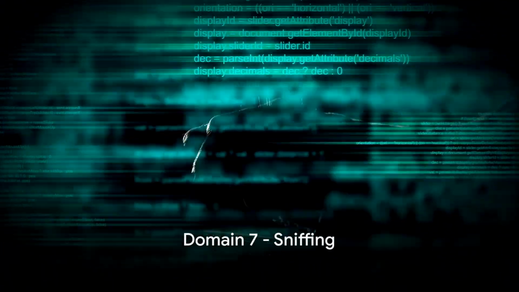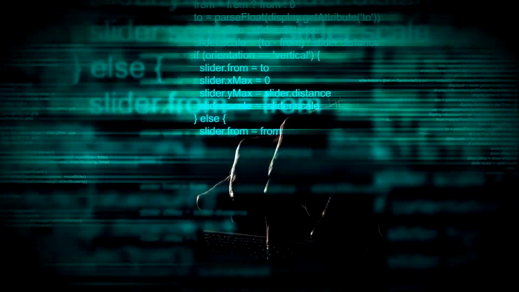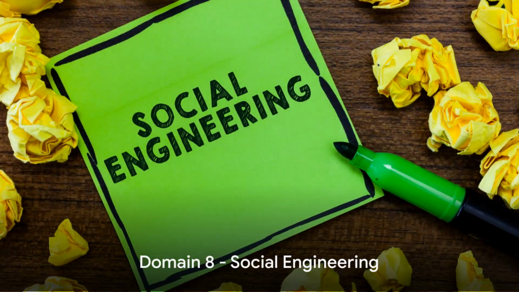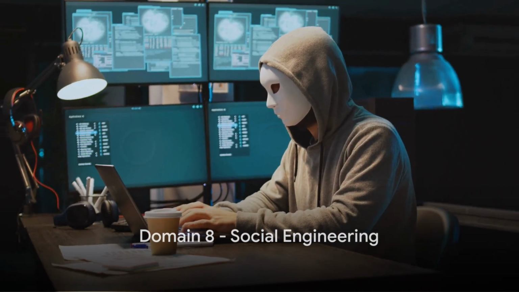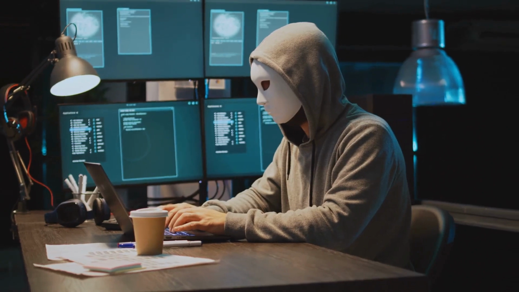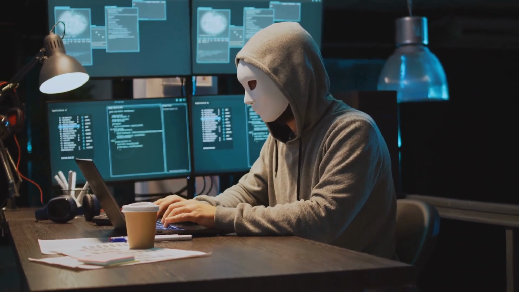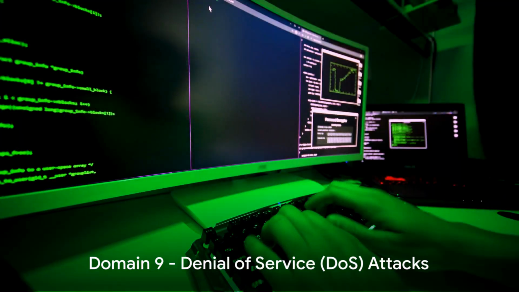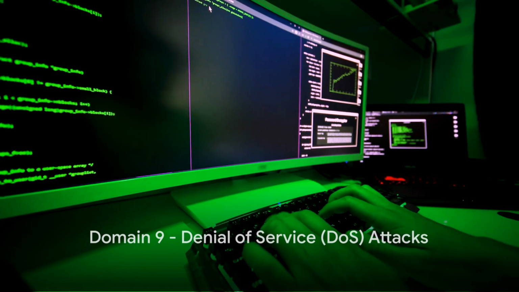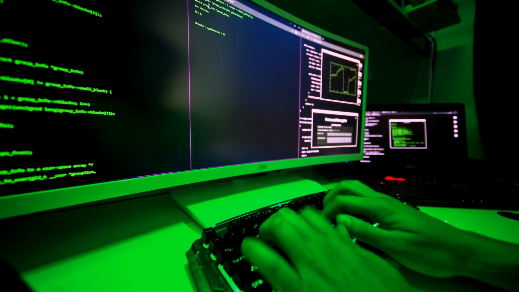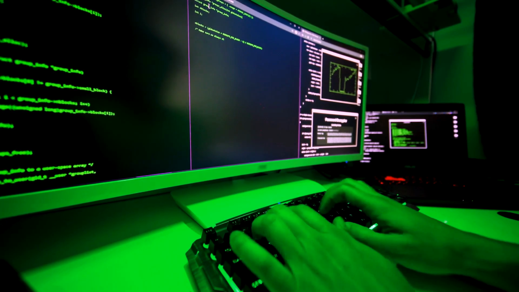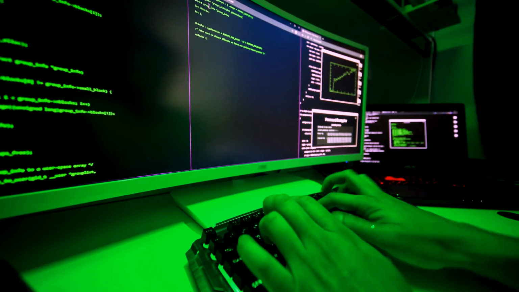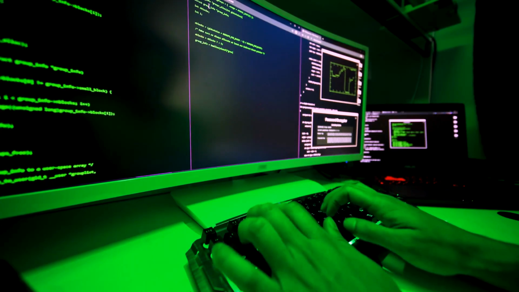Sniffing, the seventh domain, will have you exploring advanced packet sniffing techniques, including protocol analysis, packet manipulation, and the detection of encrypted traffic. In the eighth domain, social engineering, you will delve into the psychology of social engineering, mastering persuasion techniques, pretexting strategies, and effective manipulation tactics. Denial of service, DoS attacks, the ninth domain, will have you learning advanced DoS mitigation techniques, including traffic analysis, anomaly detection, and DDoS, distributed denial of service, protection mechanisms.